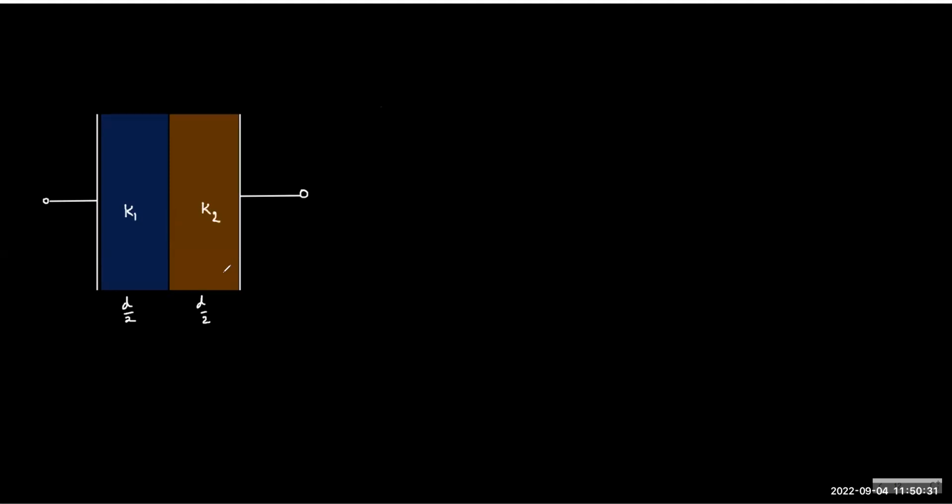K1 and K2 are dielectrics. Can we find the answer? It's the same process. In the blue region, what is the field value in terms of sigma? Sigma by K1 epsilon naught. Very good. And in the other part, sigma by K2 epsilon naught. And then you know how to walk, right? Do it.